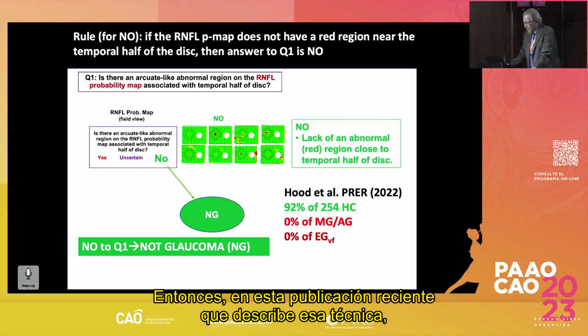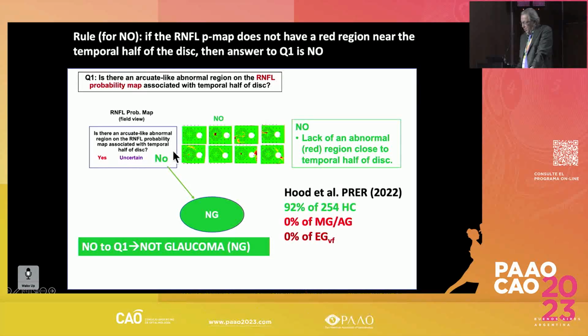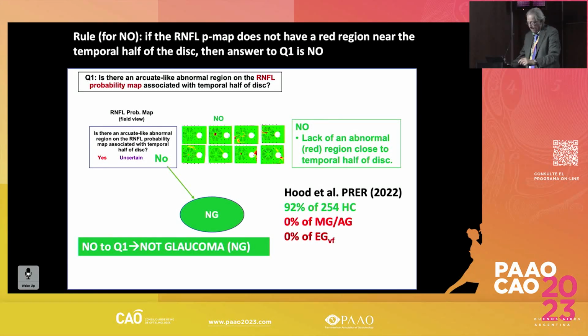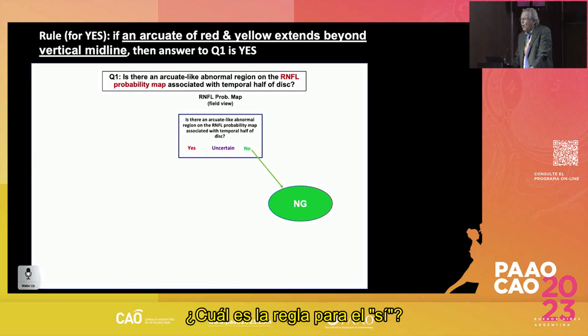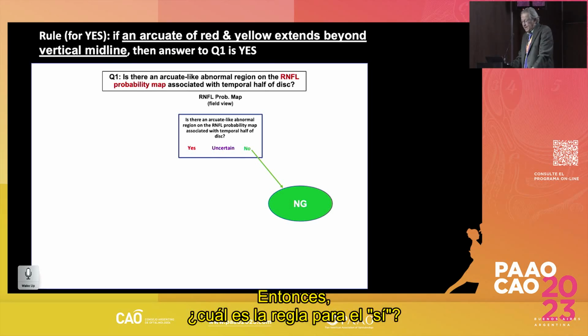All right. So in this publication recently that describes this technique, none of our patients had no to question 1, and 92% of the healthy controls did. And I'll tell you about the other 8% in a few moments. Okay, what's the rule for yes? Because remember, question 1, you can say no, you can say yes, or you can say uncertain. So what's the rule for yes?